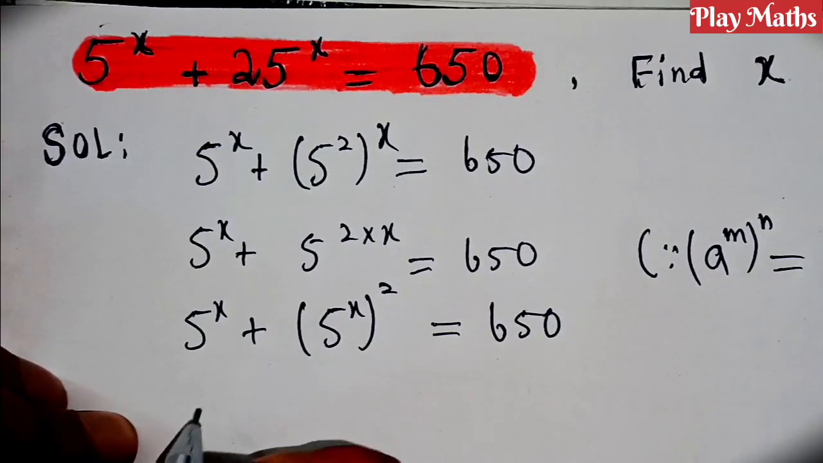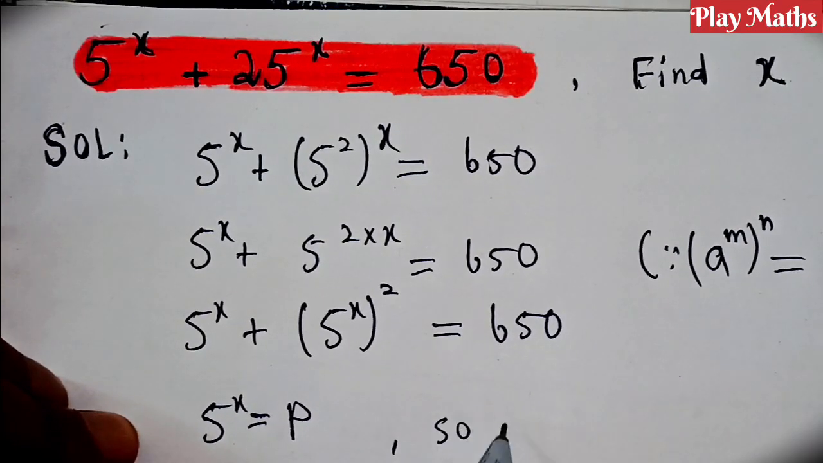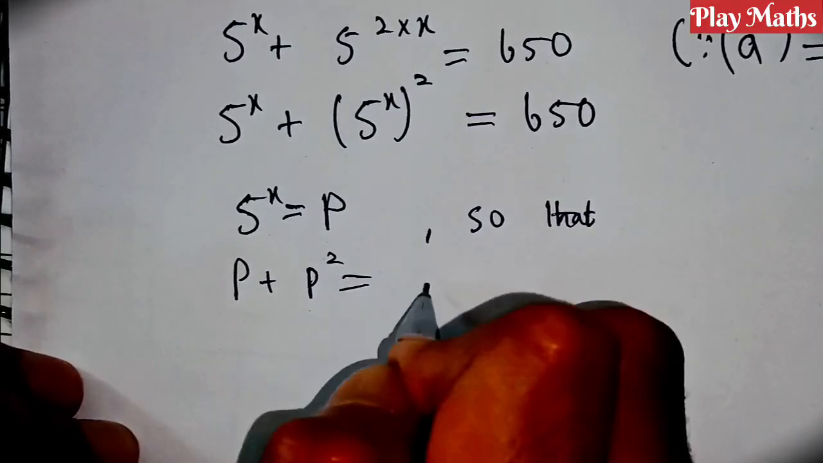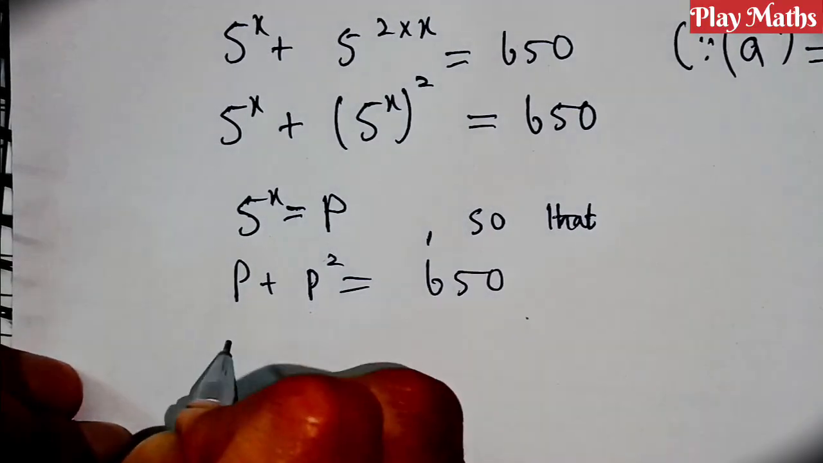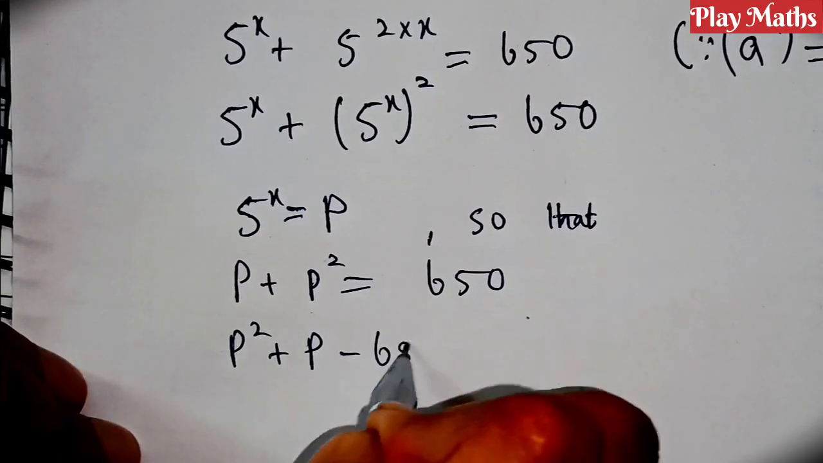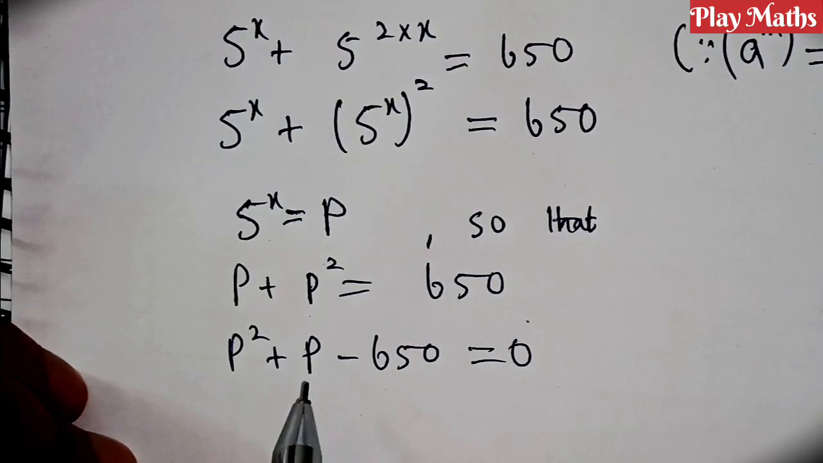Now let's put 5^x equal to p so that p plus p square equal to 650. That's p square plus p, transpose here, this will become minus 650 equal to 0. Now this is a quadratic equation and we will factorize this by splitting the middle term.